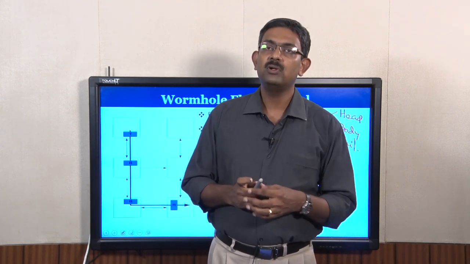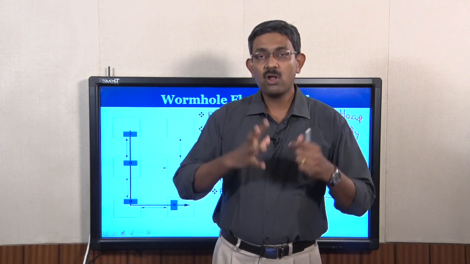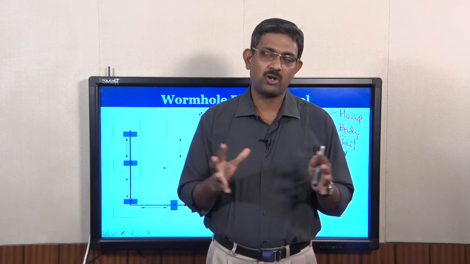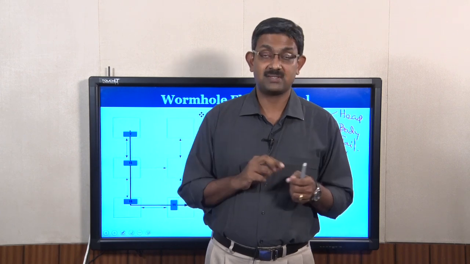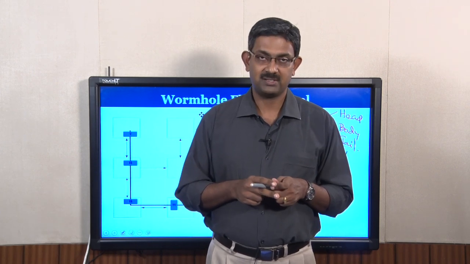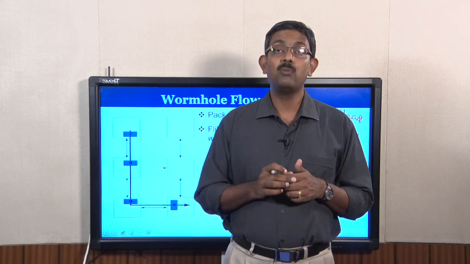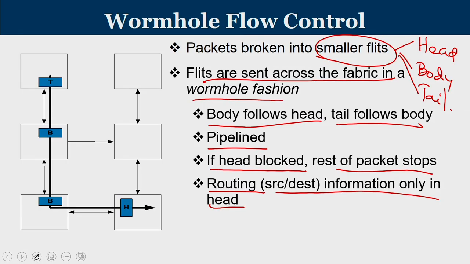So, the head flit may move, in the meantime a body flit may come, or if you look at any snapshot or any window, the different flits of the same packet will be present across multiple routers. And this concept is known as wormhole routing. If you look at the diagram that is given here, you can see that the head flit has already reached here and the two body flits are in adjacent routers and the last tail flit is in a different router.